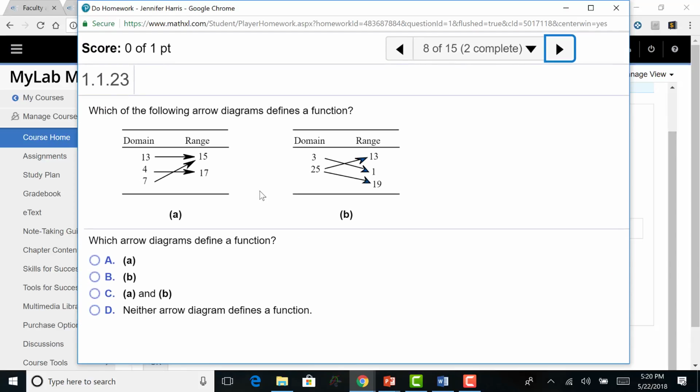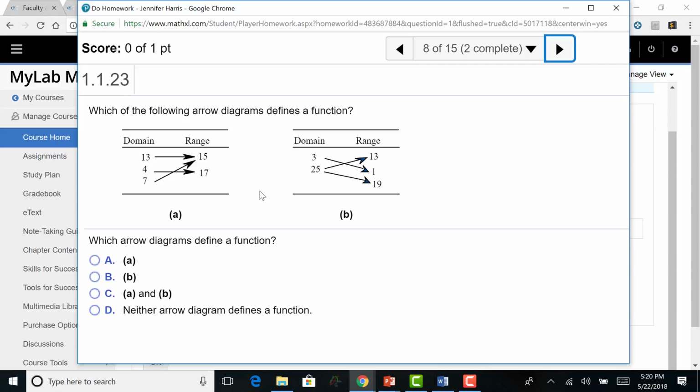So here's how you have to see this one. The x's are different, but now look at if you write it a certain way. For the first one, 13 and 15 go together, 4 and 17 go together, and 7 and 15 go together. All right, is this a function? Yes. All right, what about the next one? 3 goes with 1, and then 25 and 13, 25 and 19.